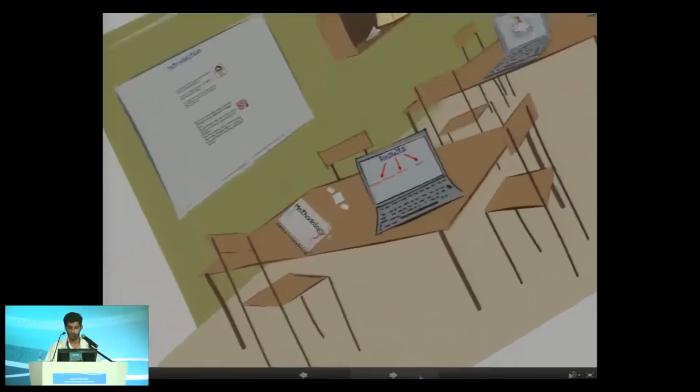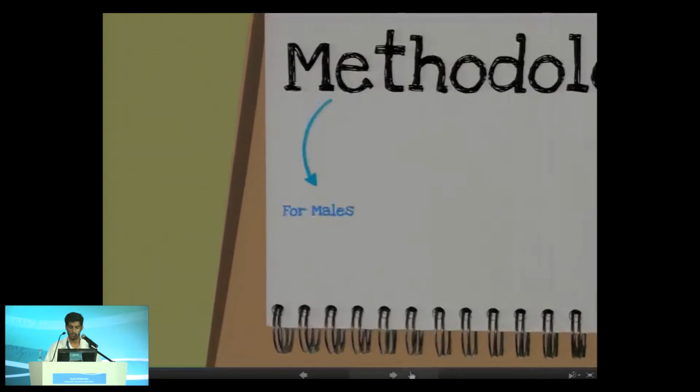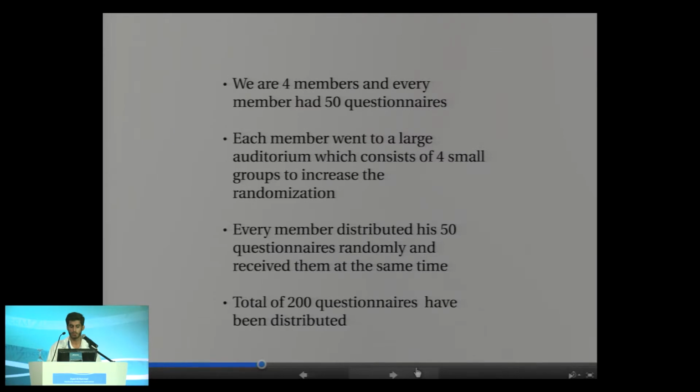Before I go with the methodology, I would like to tell you that I did a pilot study to check the reliability of my questionnaire, and thank God all the questions were clear. I targeted the same target group and distributed 20 questionnaires just to check the questions. We did it for males and females. For the methodology simply, we are 4 members, so every member had 50 questionnaires. Each member went to a large auditorium, which consists of 4 small groups, to increase randomization. Every member distributed his 50 questionnaires randomly and received them at the same time. A total of 200 questionnaires were distributed.